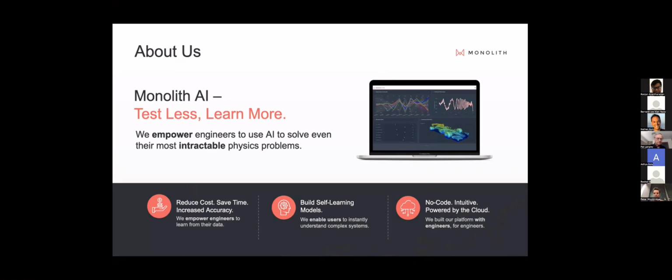So as Aditya mentioned, my name is Peter. I'm the head of data science at Monolith. We are a London-based startup, and we have a cloud platform that allows engineers to exploit AI as part of their engineering workflow, with the eventual goal of designing optimal products faster and saving them time as part of their engineering workflows. The platform itself is very intuitive to use.